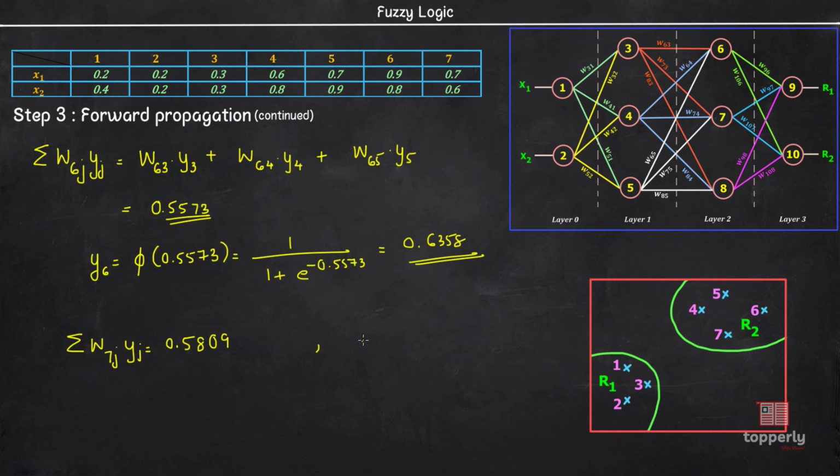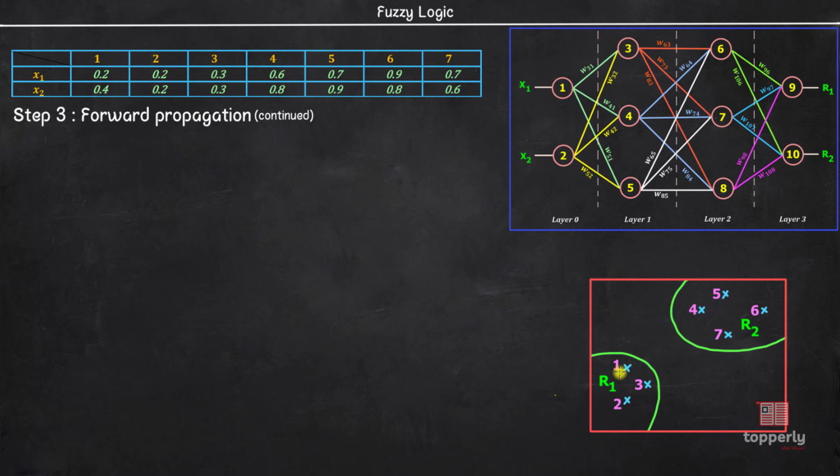Similarly, you will find sigma w7j into yj equal to 0.5809 and y7 equal to 0.6413. Sigma w8j into yj equal to 0.5990 and y8 equal to 0.6454.